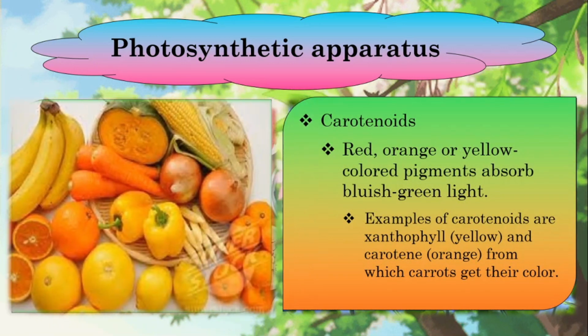Next group is carotenoids. These are red, orange, or yellow colored pigments that absorb bluish green light. Examples of carotenoids are xanthophyll, yellow, and carotene, orange, from which carrots get their color.